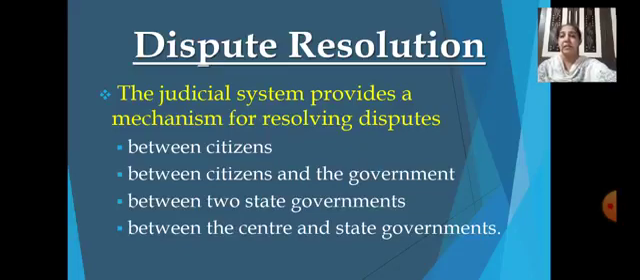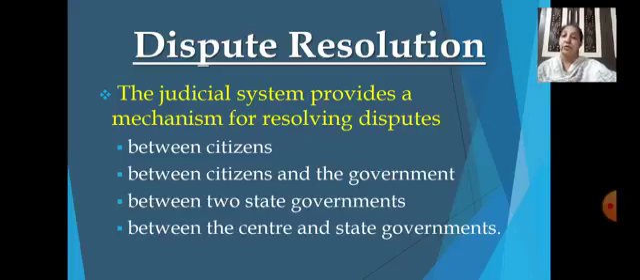Let's understand in detail. It resolves disputes between citizens. Like, I'm a citizen of India, and the other person who is fighting with me is also a citizen of India, right? So if we have conflicts, we can go to the court and the court is going to resolve our dispute. Correct? But it is not only confined to citizens. When there is any dispute between the citizens and the government, even at that moment a person can go to the court, and the judicial system has to resolve it.